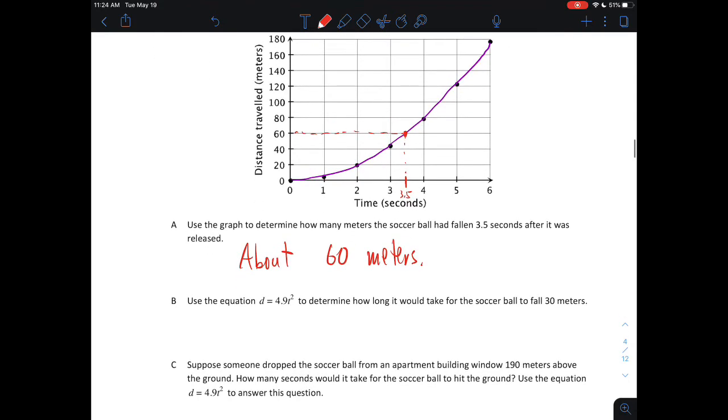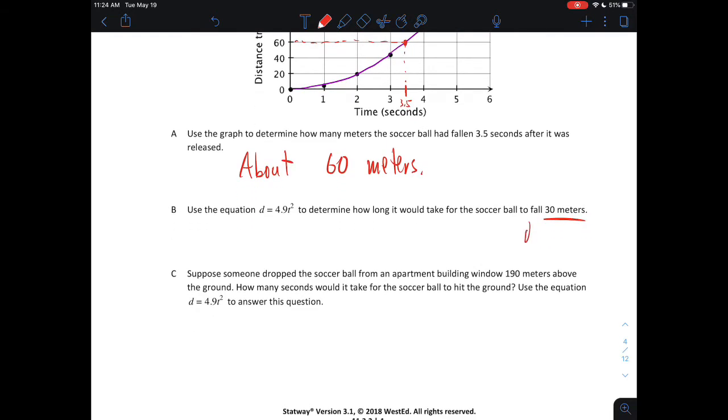Part B. Use the equation d equal to 4.9 t squared to determine how long it would take for the soccer ball to fall 30 meters. Here, notice they're giving us d is equal to 30, which means we're going to put 30 in for d, set that equal to 4.9 t squared. And now, just like we did on the previous page, I want to solve for t.